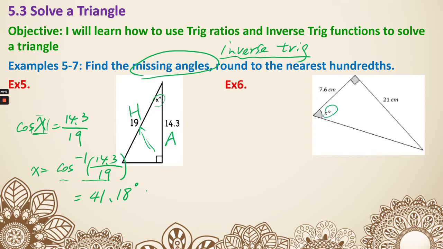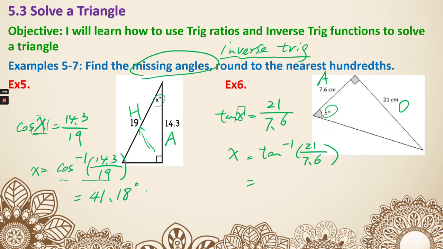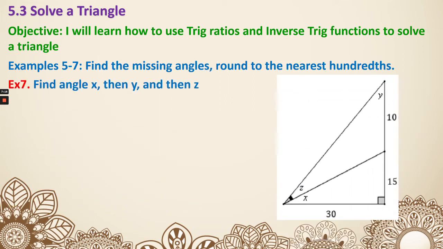Example 6. X is right here, and that means 21 is the opposite, 7.6 is the adjacent. That means I need to use TOA. So tangent x is going to be 21 over 7.6. Let's actually rewrite it first. Using inverse, x is going to be inverse tangent of 21 over 7.6. Typing it in your calculator, that should give you 70.10 degrees. That's example 6.